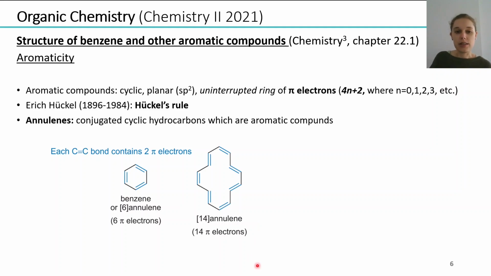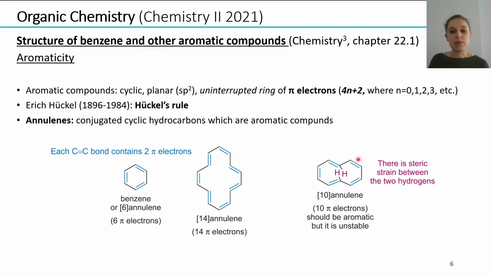If we then look at the next example, which is called 10-annulene, you could expect that this molecule is also aromatic because you can see we have 10 pi electrons. That means we have 4 times 2 plus 2, so the number of pi electrons is fine. And then we can see we have an uninterrupted ring, and we just have sp2 hybridized carbon atoms.